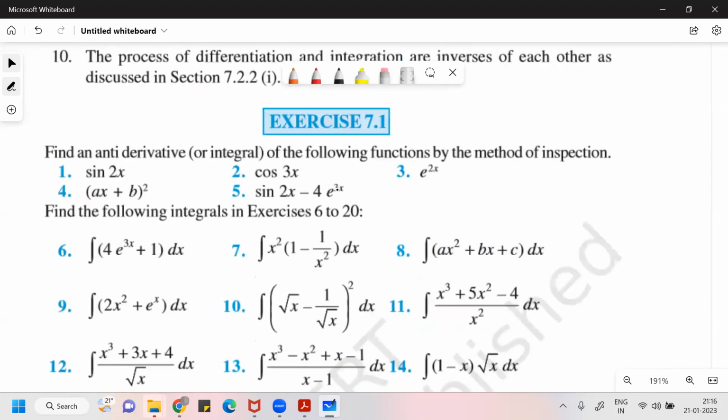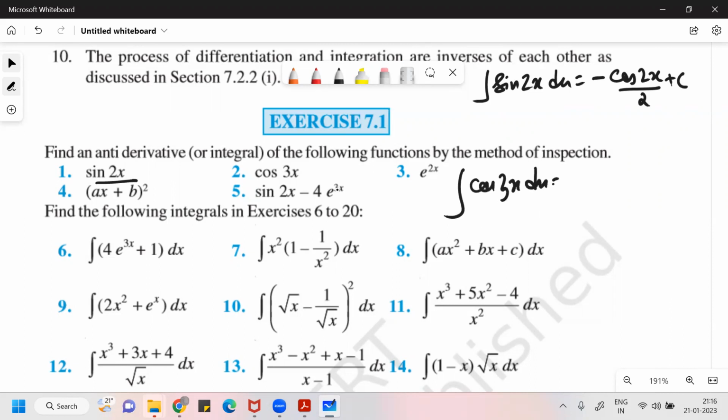Like the first question, you have to find the integration of sine 2x. If I ask you the integration of sine 2x dx, the answer will be minus cos 2x by 2 plus c. I already explained this in the example. Similarly, the integration of cos 3x dx would be sine 3x by 3 plus c. You always add the constant here. The logic of adding the constant I already explained.